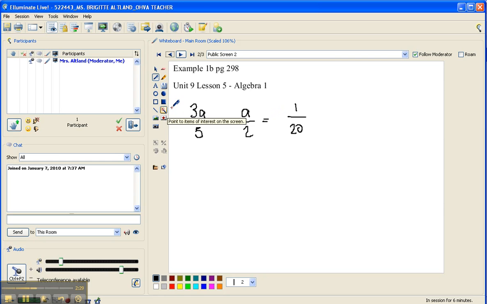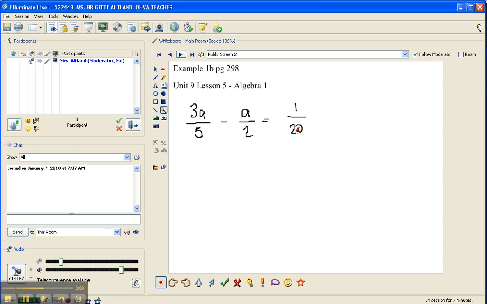We're looking for what is the least common denominator of all of the denominators. In this case, we have 5, we have 2, and we have 20. The best place to start is look at your biggest denominator and ask yourself, can the other two denominators be multiplied into that number? So in other words, we have 20 as the biggest. Could 2 be multiplied into 20? Yes. Could 5 be multiplied into 20? Yes. So 20 is our least common denominator.